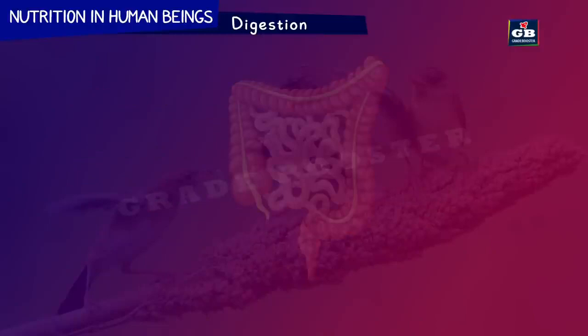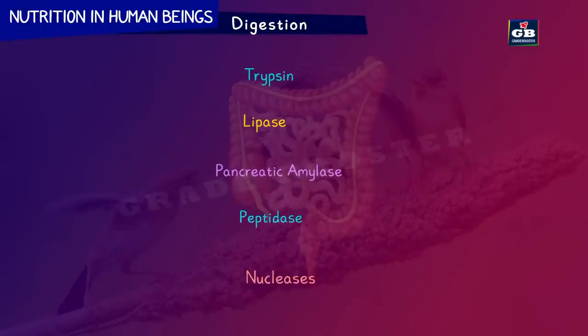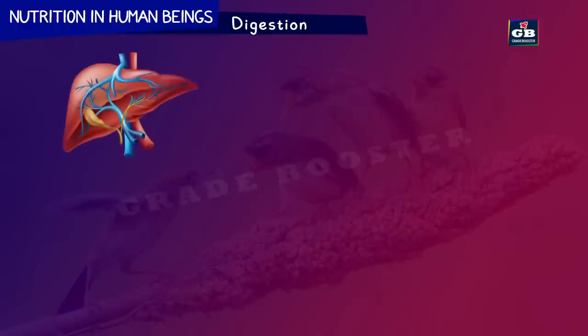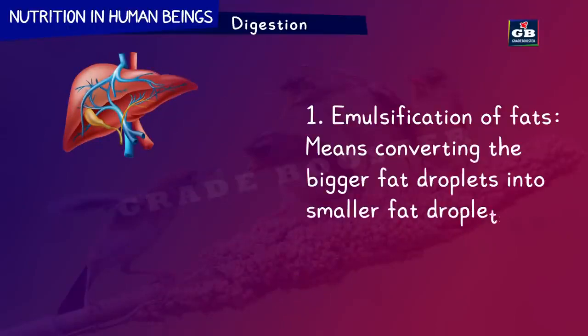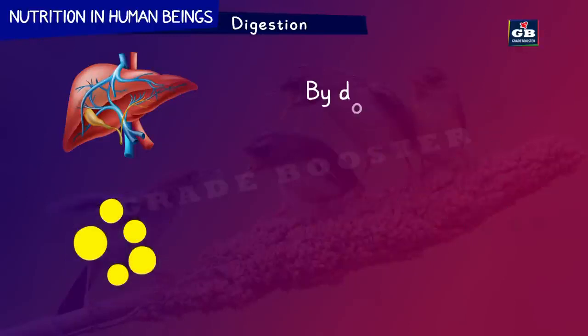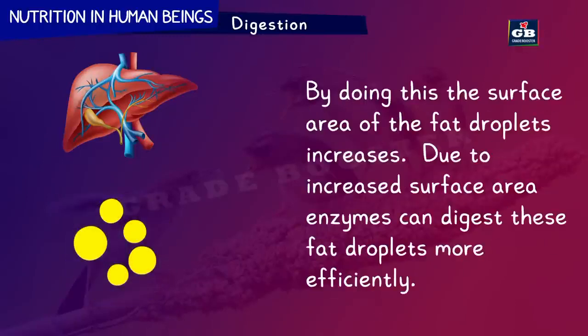Pancreatic juice and intestinal juice have enzymes like trypsin, lipase, pancreatic amylase, peptidases, and nucleases. These enzymes help in the digestion of carbohydrates, fats, and proteins. The bile juice that comes from liver does two important jobs. 1. Emulsification of fats means converting the bigger fat droplets into smaller fat droplets. By doing this, the surface area of the fat droplets increases. Due to the increased surface area, enzymes can digest these fat droplets more efficiently.